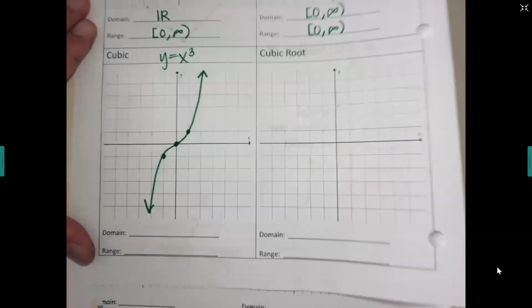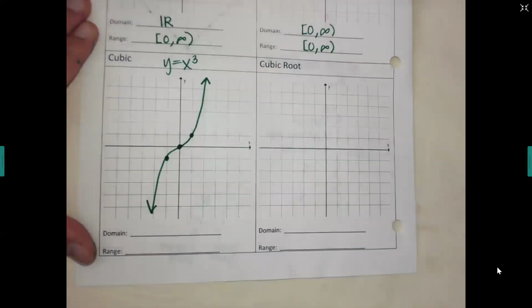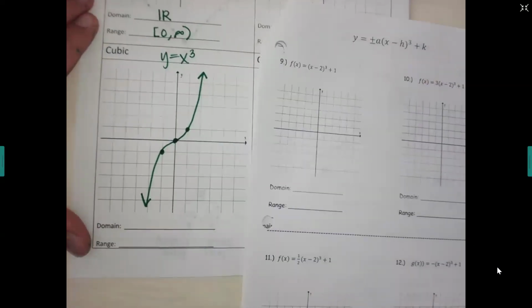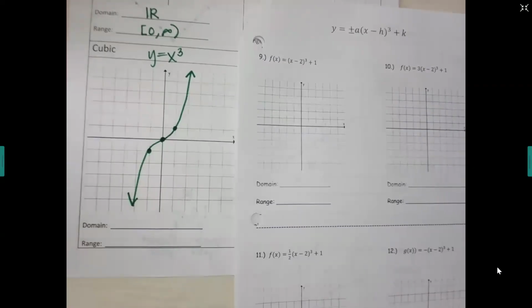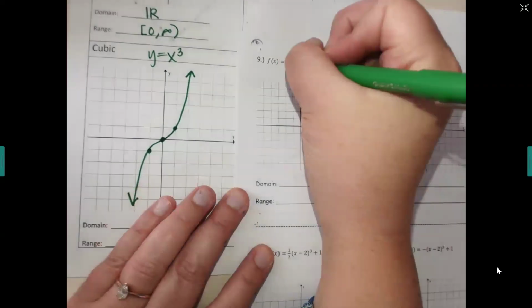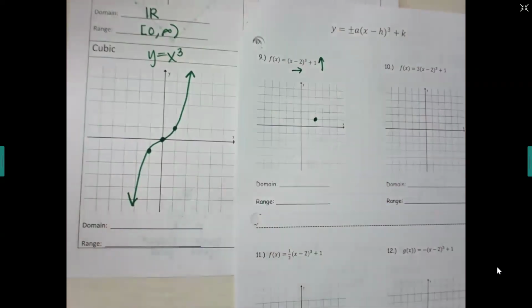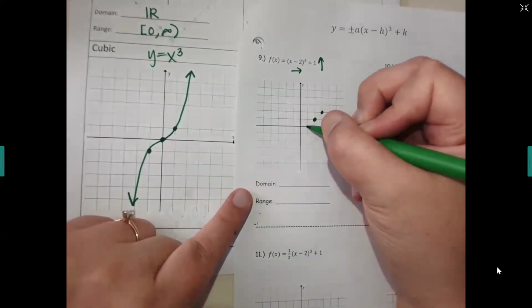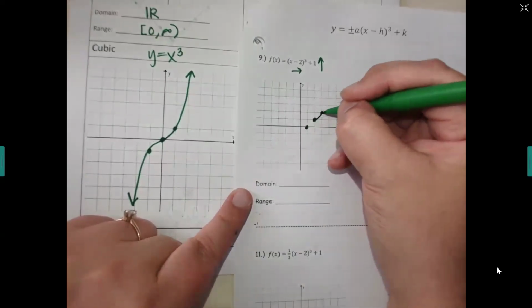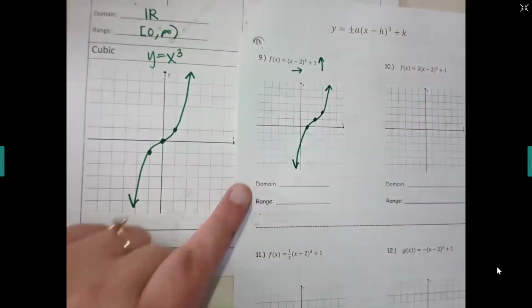Okay, so now that you have that shape, we're going to do the example off of your packet. Okay, which is number 9. Okay, remember, all the rules are the same. What does this -2 do in the parentheses? Left, right, up, or down? To the right. What about the +1? Up. So go to the right 2, up 1. And then you're going to copy this exact shape. So you're going to do an uphill diagonal, a downhill diagonal, and then draw your squiggle. So it's going to be one side up, one side down, and then draw your squiggle.